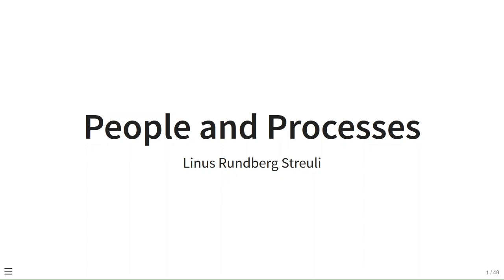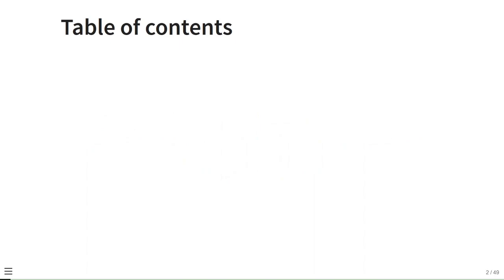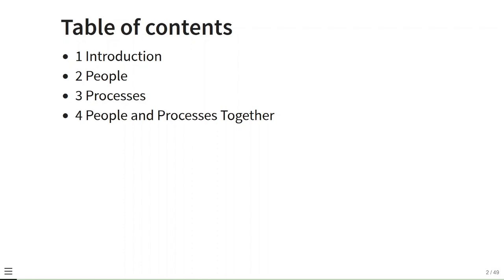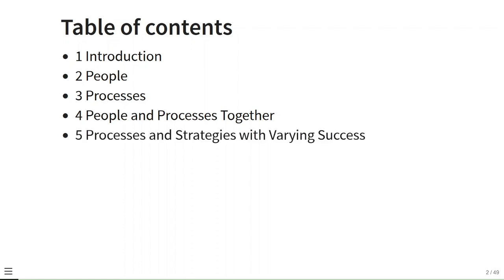I am Linus, and today's table of contents are the introduction. We will be taking a look at the people, the processes, the people and processes together, and some examples of processes and strategies with varying success. And the sources will come last. It is the book Data Governance: The Definitive Guide. As usual, this is the third chapter that is the basis for this lecture.